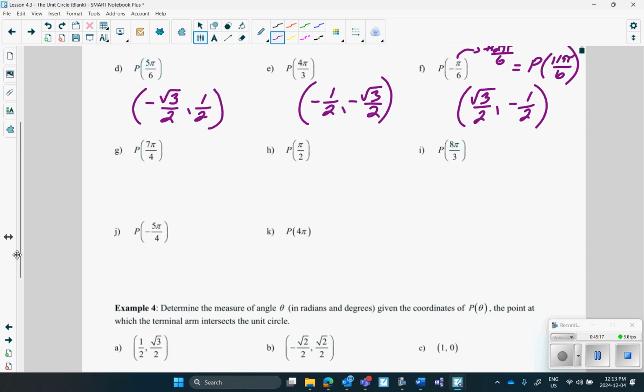This is an angle on the unit circle. 7 pi over 4. Well, here's pi over 4, 2 pi over 4, 3 pi over 4, 4 pi over 4, 5 pi over 4, 6 pi over 4. Right, root 2 over 2. Negative root 2 over 2. Pi over 2 is straight up. 0, 1.